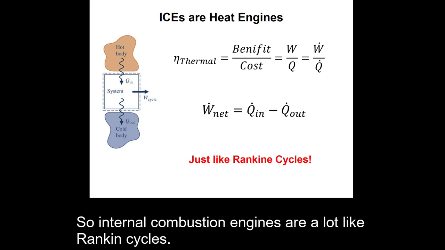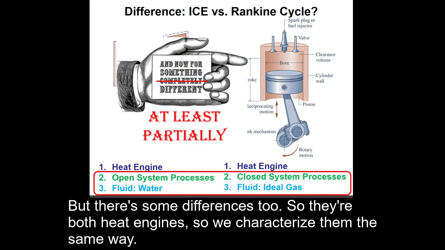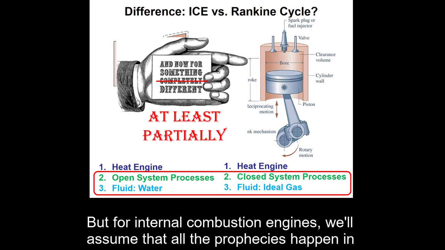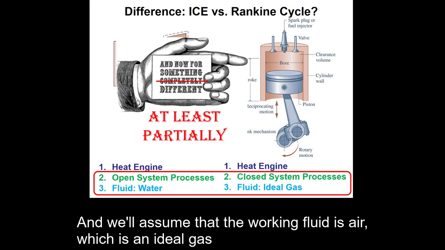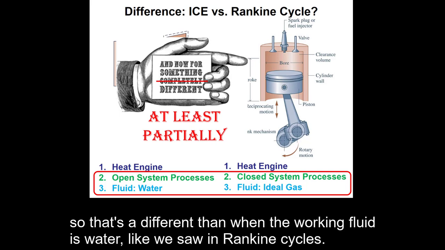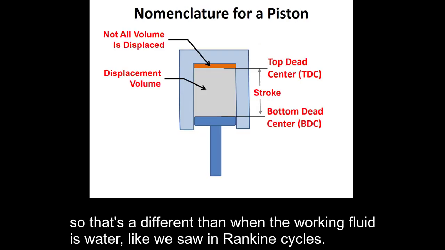So internal combustion engines are a lot like Rankine cycles. But there's some differences too. So they're both heat engines, so we characterize them the same way. But for internal combustion engines, we'll assume that all the processes happen in closed systems, so we use a different version of the first law, and we'll assume that the working fluid is air, which is an ideal gas, so that's different than when the working fluid is water, like we saw in Rankine cycles.